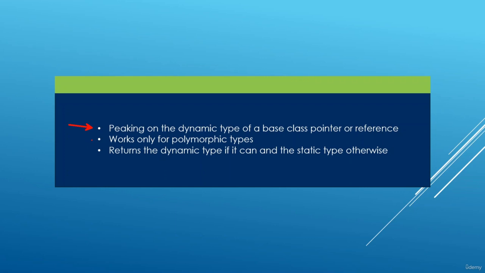This is only going to work for polymorphic types. So if you don't have polymorphism going on in your inheritance hierarchy, this is only going to give you static binding results. And typeid is going to return the name of a dynamic type if it can, and if it can't, it's going to give you the static type that is a result of static binding in your inheritance hierarchy. So we're going to be exploring how this works in this lecture.